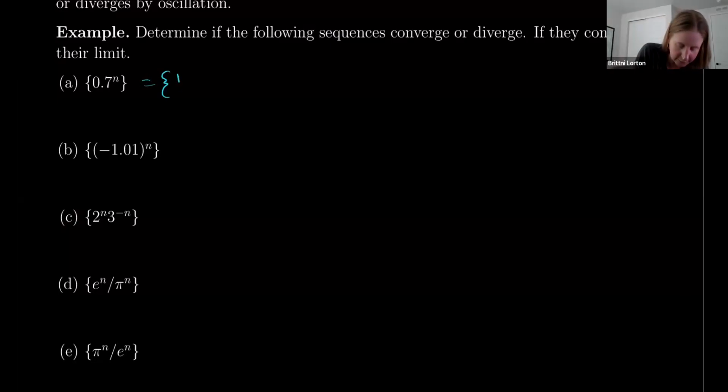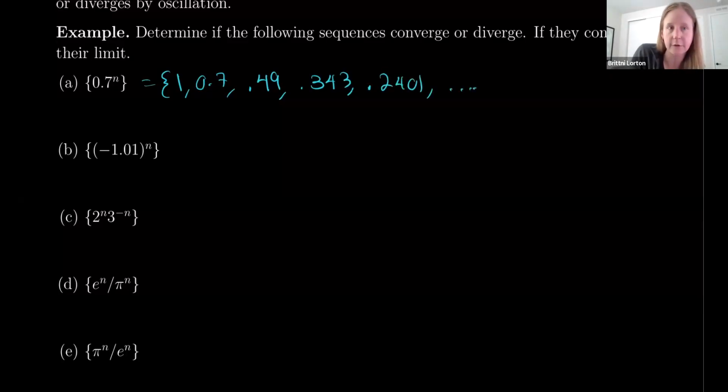So if I start counting at 0, I got 1. And then 0.7 to the power of 1 gave me 0.7. And then 0.49 was to the power of 2. There we go. And then to the power of 3 was 0.343. And then to the power of 4 was 0.24. Sorry, not 4.